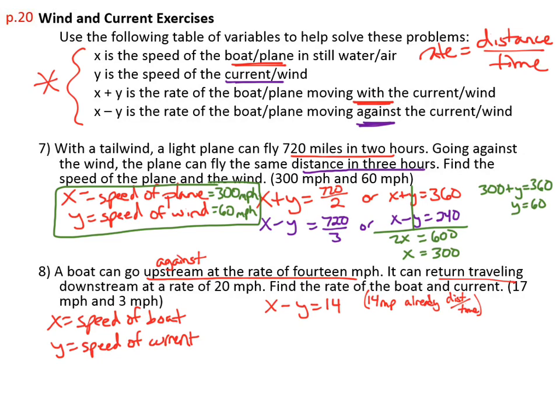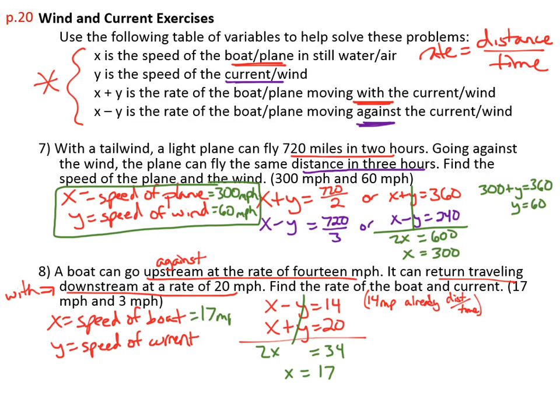And then returning, the return trip downstream, so this is with the current here, at a rate of 20 miles per hour. So that's x plus y is equal to 20. So just read carefully to see the order that they're giving us the information. So once again, we're set up for that super quick and easy elimination method. And we have 2x is going to be equal to 34. Dividing both sides by 2, we have x is 17. So that means that our boat is moving at a rate or a speed of 17 miles per hour.